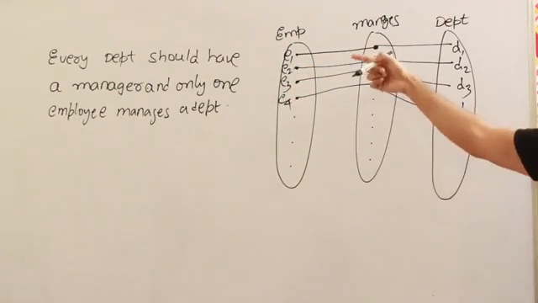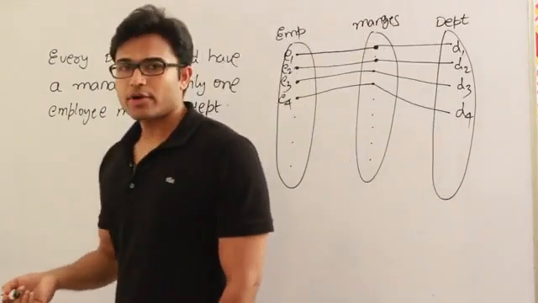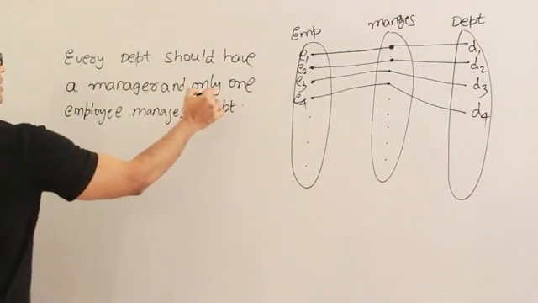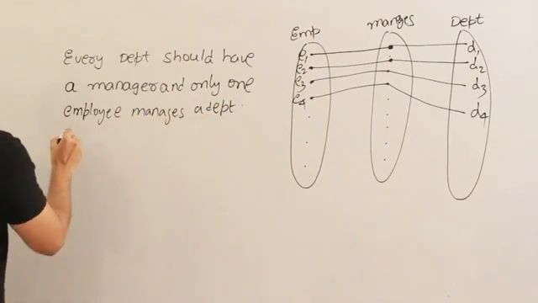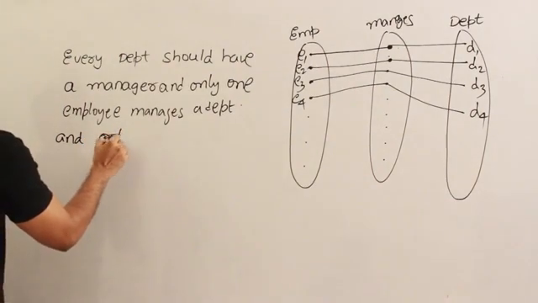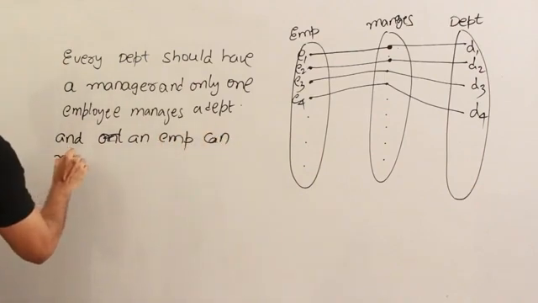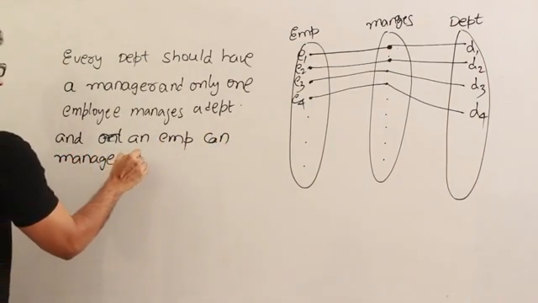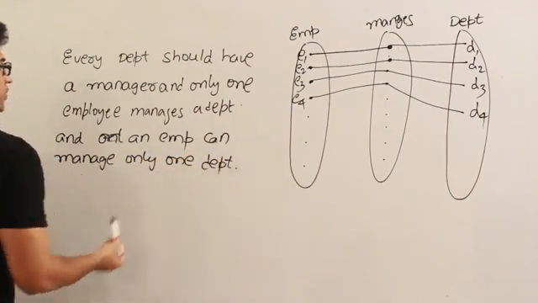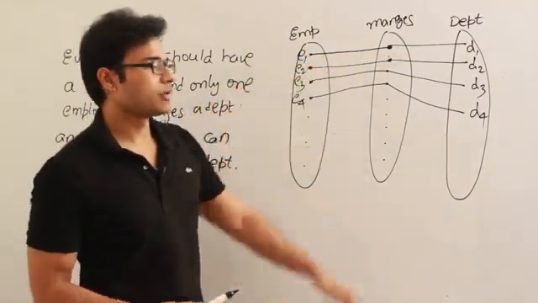4 departments are managed by 4 different employees, and let's add one more constraint, that any employee can manage only one department, which means only one employee manages a department, and an employee can manage only one department. So if this is the case, then one employee is never going to manage 2 departments.